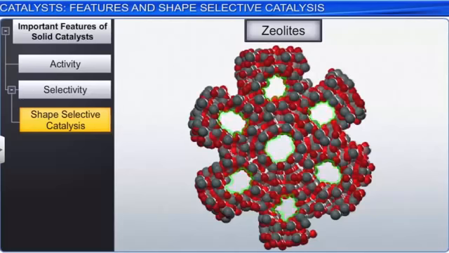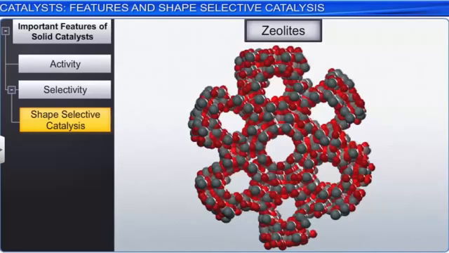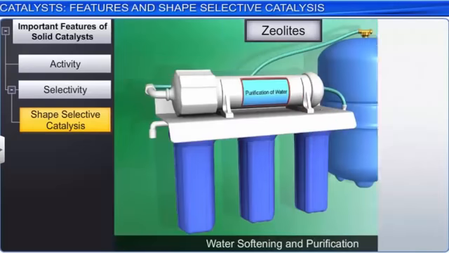In other words, the reaction taking place in a zeolite depends upon the shape and size of the reactant and product molecules, as well as the pores and cavities of the zeolite. It means that they are shape-selective catalysts. Because of their unique porous properties, zeolites find applications in a variety of processes.